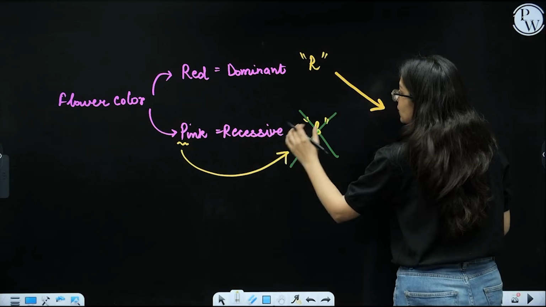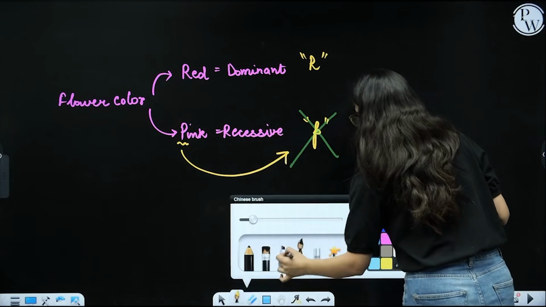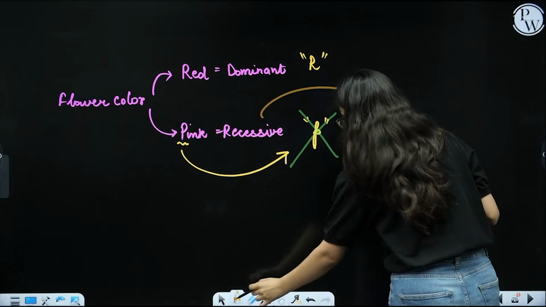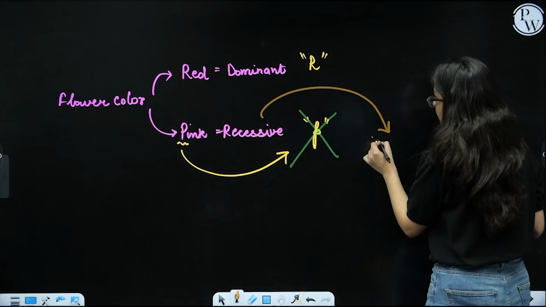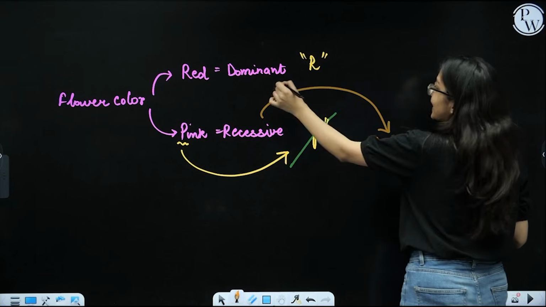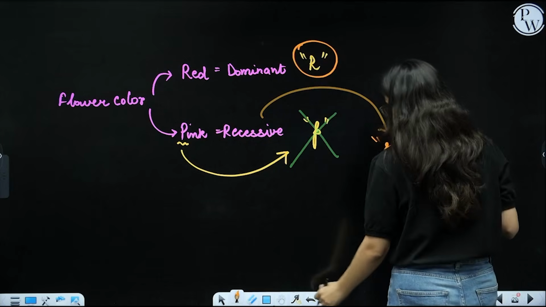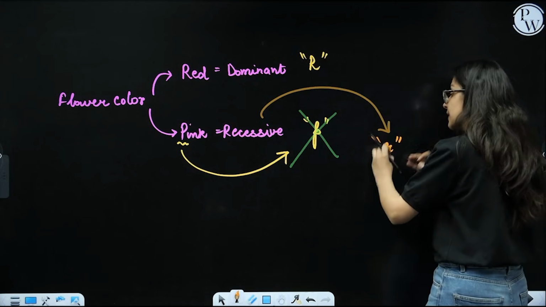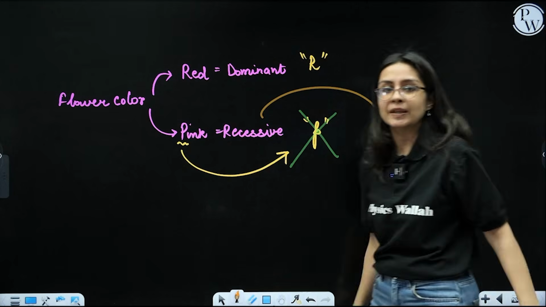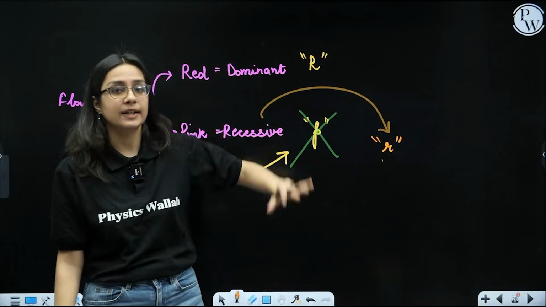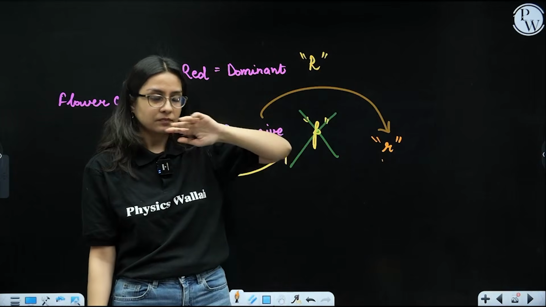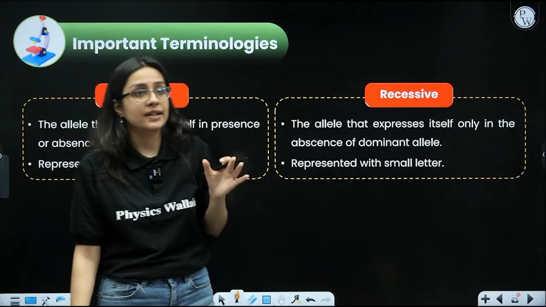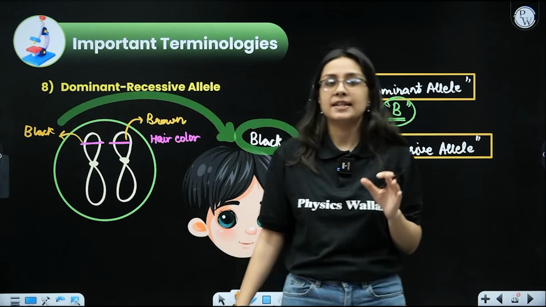So for this particular recessive allele, you are not going to write small p, you are actually going to write small r. It has to be small r because red is dominant, so you have written capital R. When you have to write recessive, you write small r so that we can know this is for the flower color which is pink. You don't have to write capital P. So only one alphabet you write: a capital letter for dominant, and lowercase or small letters for recessive. This is how it is defined for your dominant as well as recessive alleles.